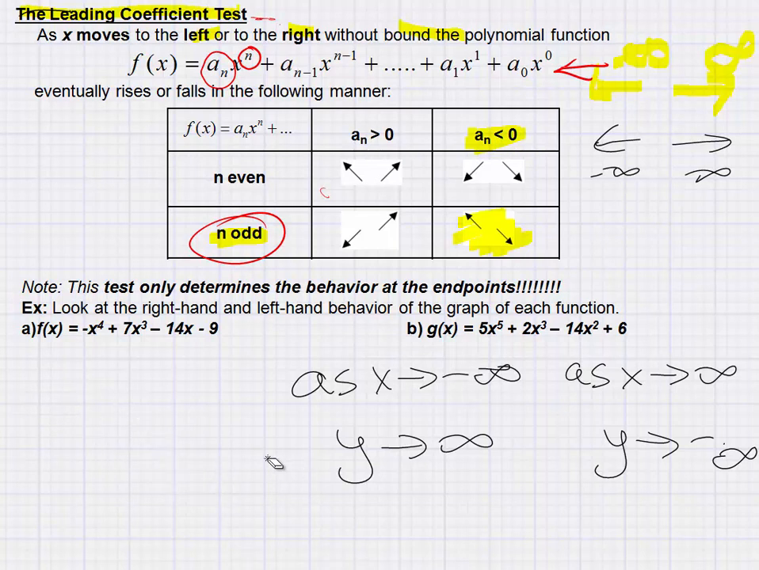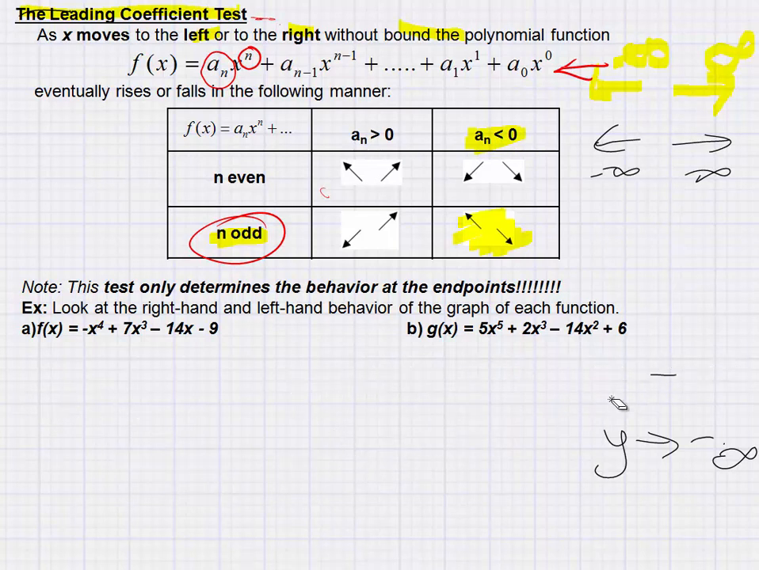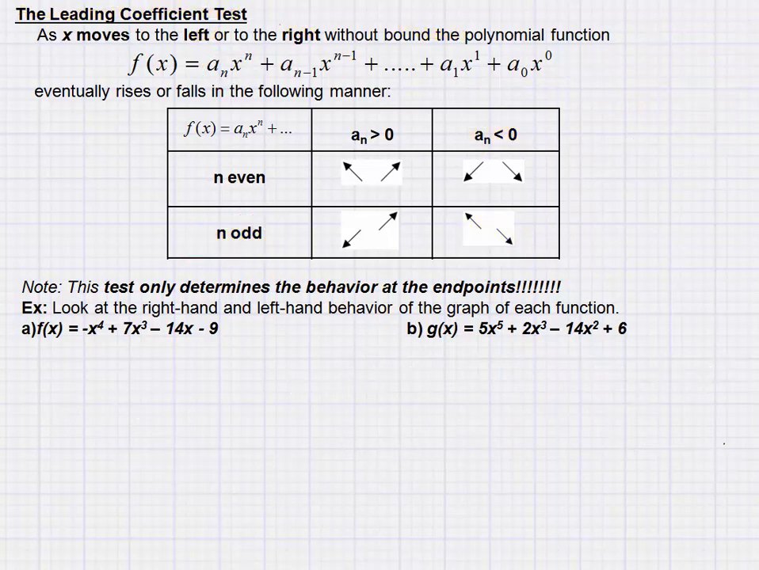So let's do these two examples I have here. One thing to understand about the leading coefficient test is that it only determines the ends of the graph. What happens at the ends of the graph. That's it. But that's a huge chunk of the graph.